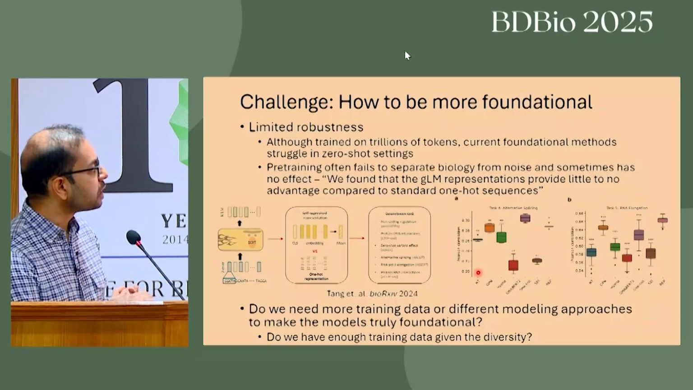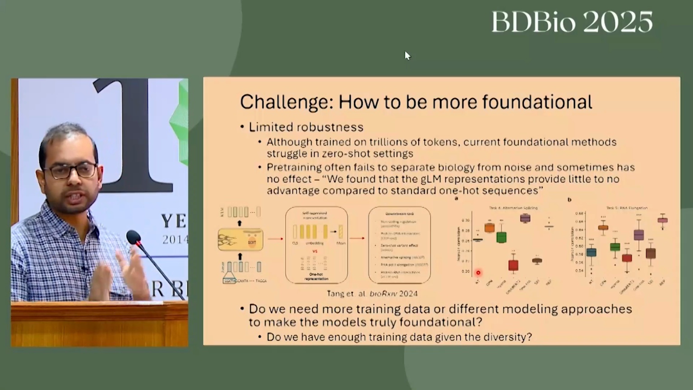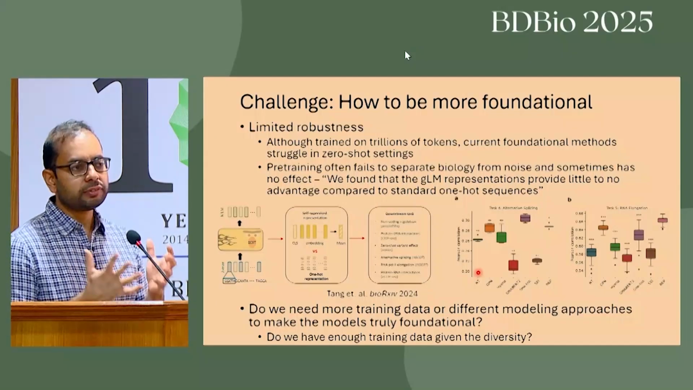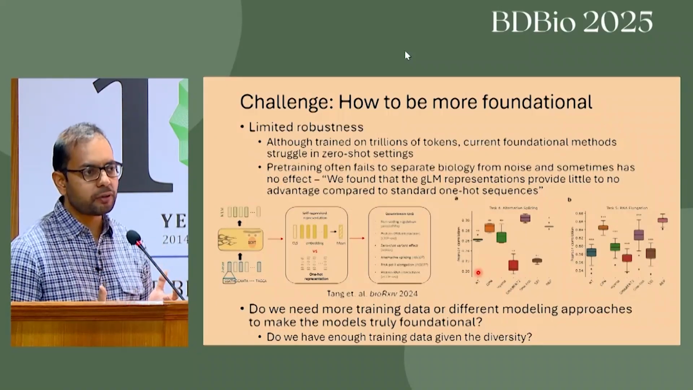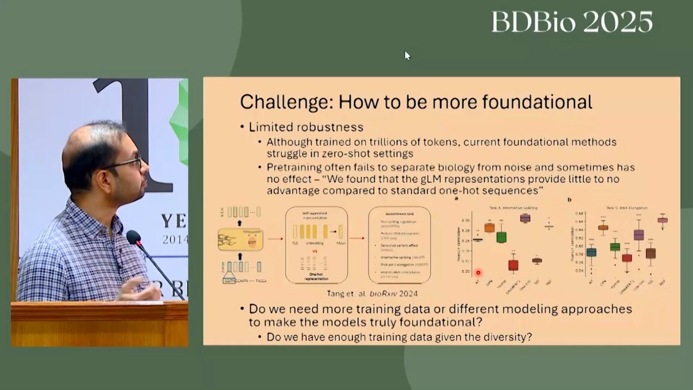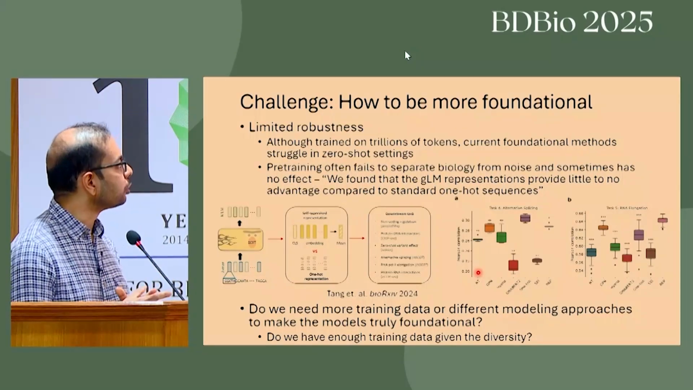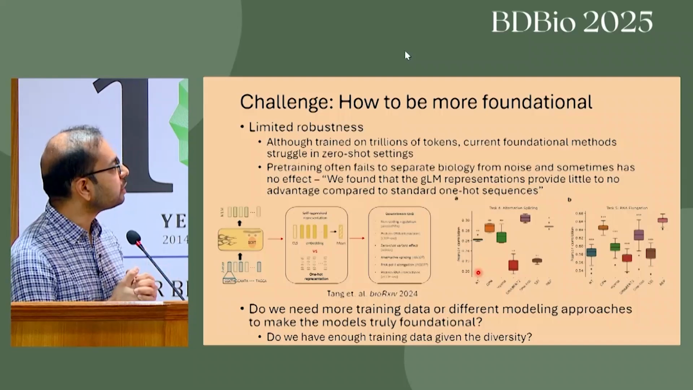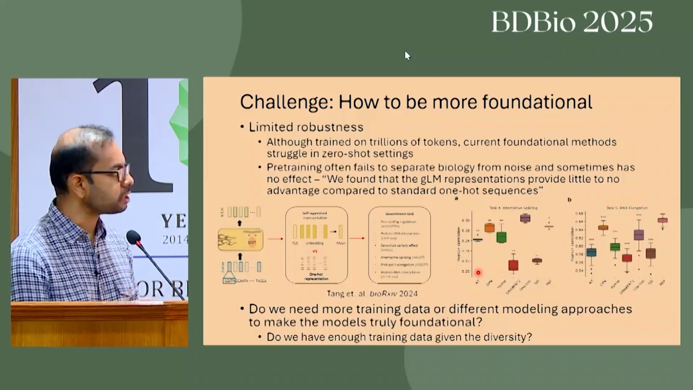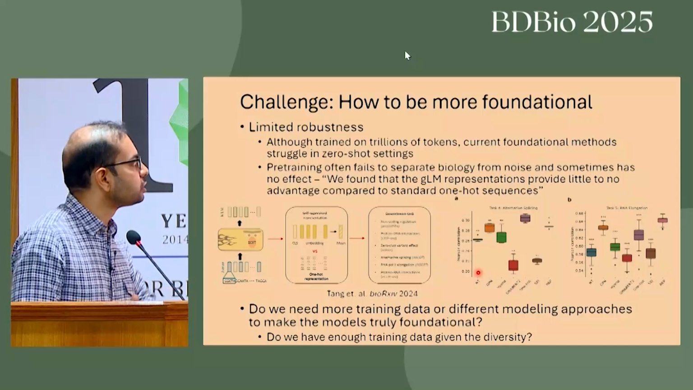So let's start with the first challenge: how to be more foundational. I mentioned earlier that if your pre-trained model, which is also called a foundational model, is trained well, or is powerful enough, then you need less fine-tuning and less task-specific training, right? So the foundational model has to be good. But what we have seen is that although trained on trillions of tokens, current foundational methods struggle with zero-shot settings, which means that you cannot just apply them to different settings, without going into details of zero-shot.